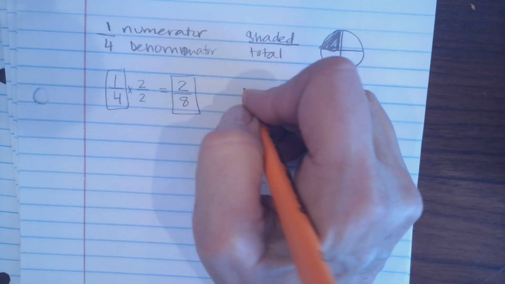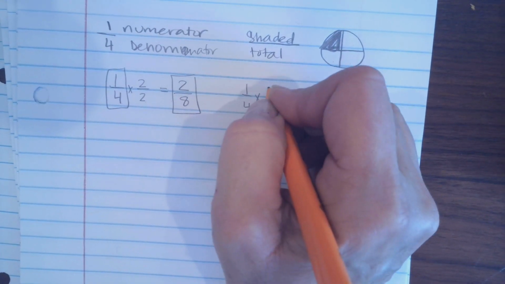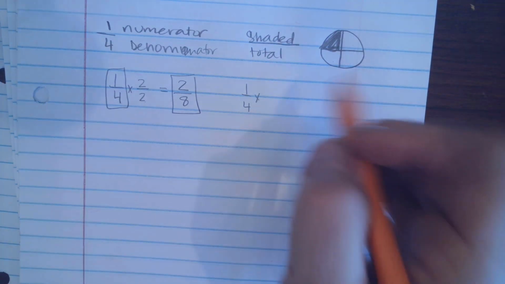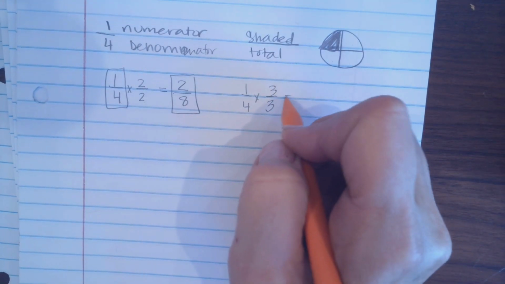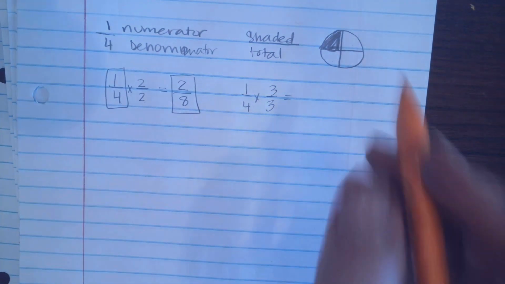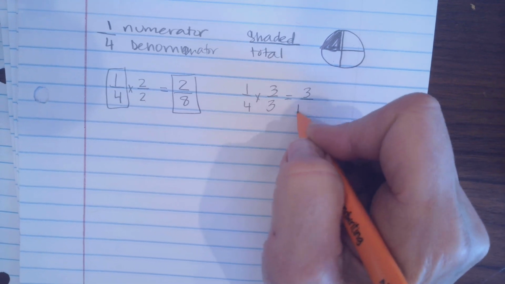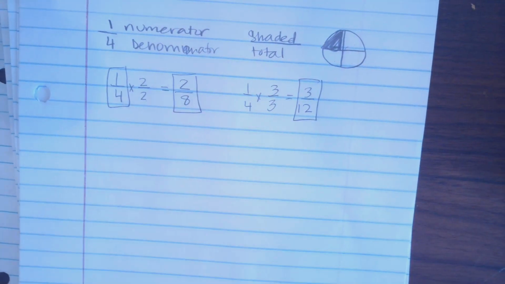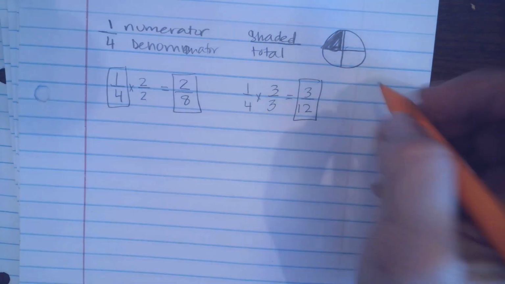And then you can do the same thing with any number you want. You can use 3, 5, 7, 10, doesn't matter. But anything you do to the denominator, you do to the numerator, and anything you do to the numerator, you do to the denominator. 1 times 3 is 3. 4 times 3 is 12. 1/4, 2/8, and 3/12 are all equivalent fractions.